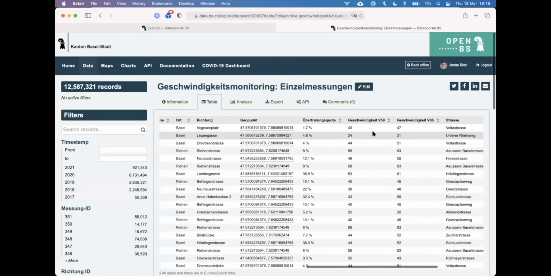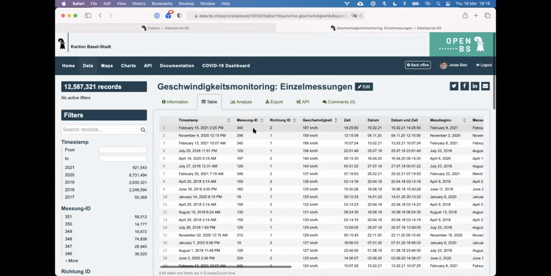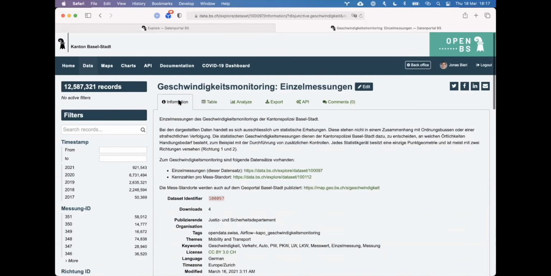Then we have these numbers here. Übertretungsquote. This means the number of people or of vehicles that were over the speed limit at this place during the whole measurement. A measurement is not one row here, but it's this measurement ID 340. Let's look at what this means. If you go to information, everything is explained a bit more.